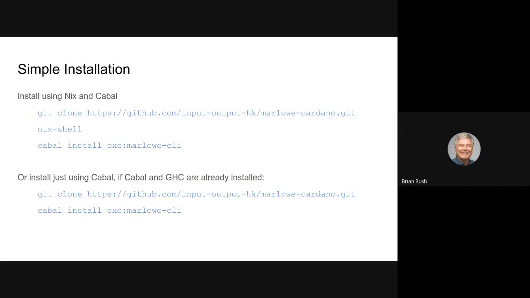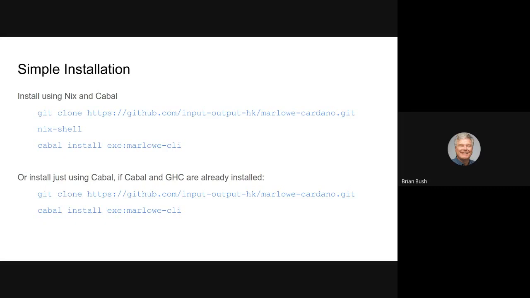This is simple to interact with. It basically installs the way you would install any tool in the Cardano ecosystem. You have one option, which is to use Nix. So if you're using a Nix-based system and you have Cabal installed there, you just clone the repository, open a shell, and install the tool. Or if you're not using Nix or NixOS and you have the Cabal and GHC tool chains already installed on your machine, you just clone the repository and install Marlow CLI.